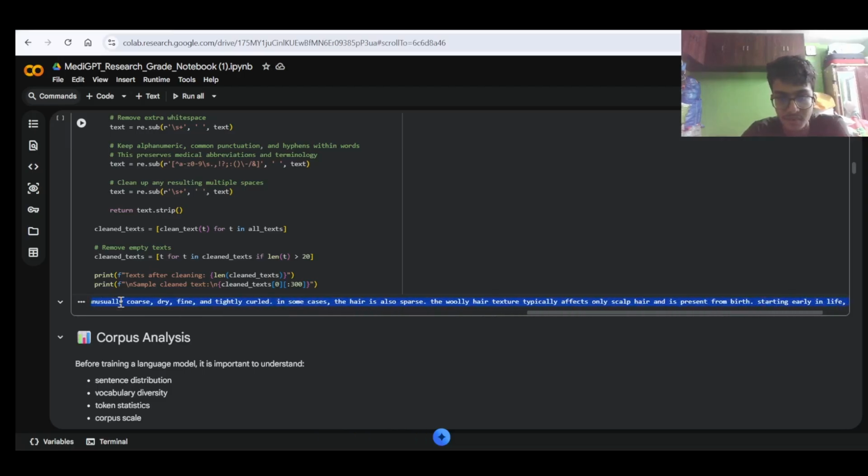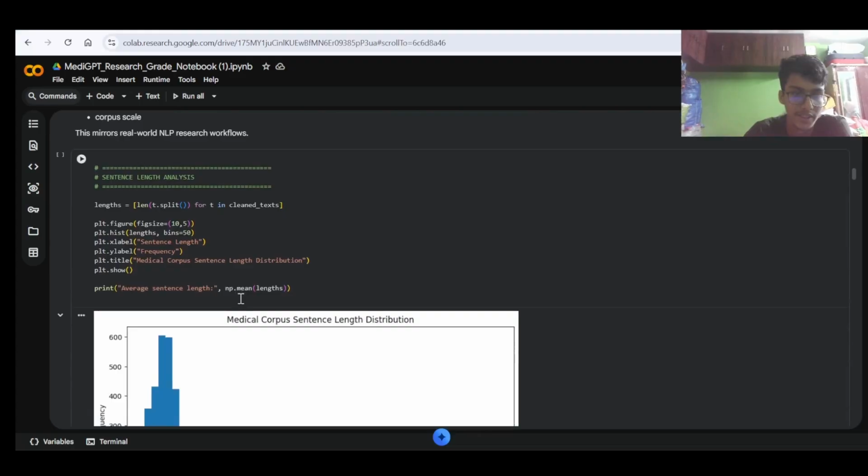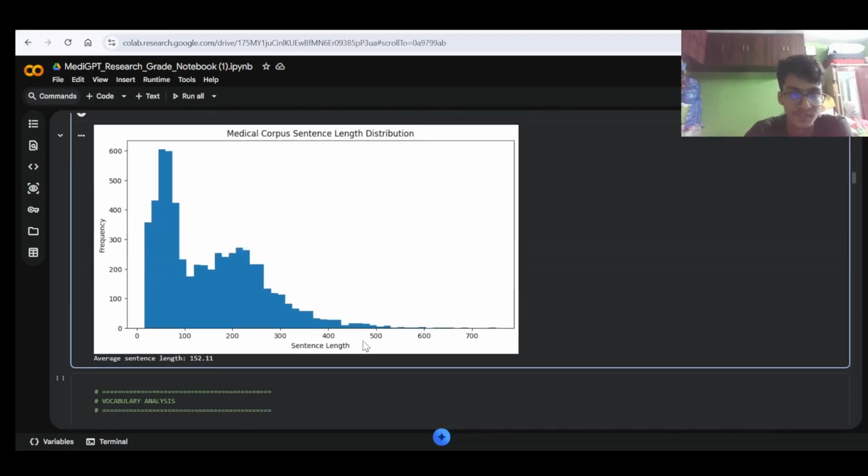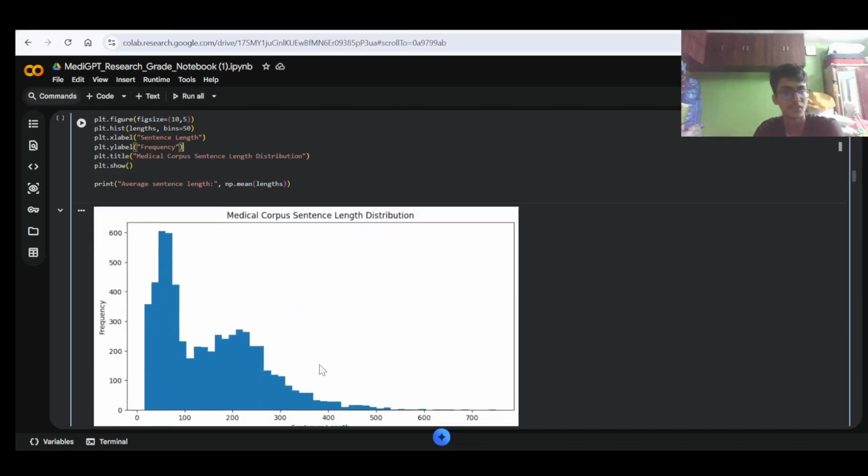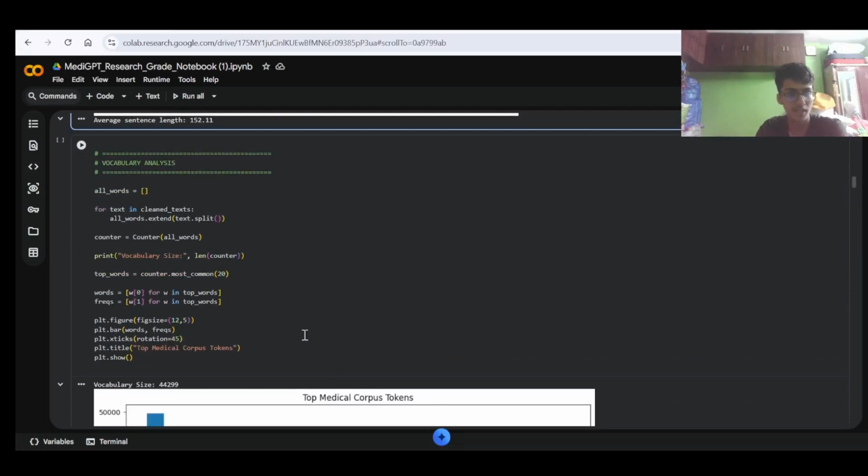And as you can see here, we will analyze the corpus data. You can see the sequence length and the frequency, with more than 500 length. If somebody was wondering what sequence length is, that is the input sequence length.